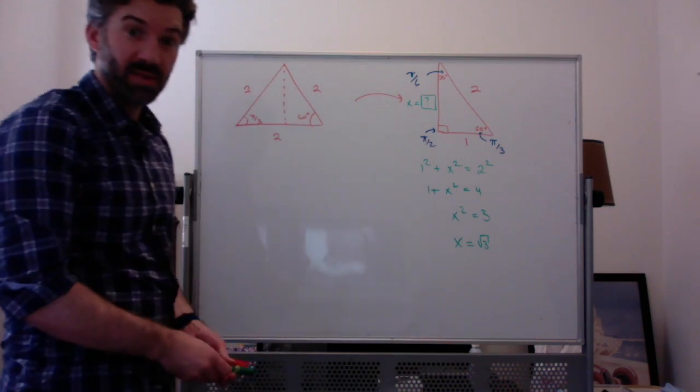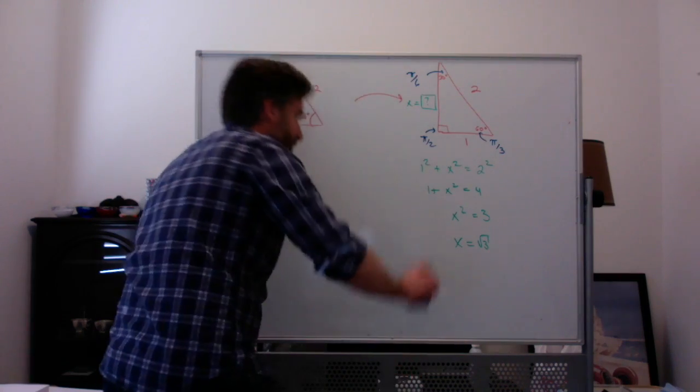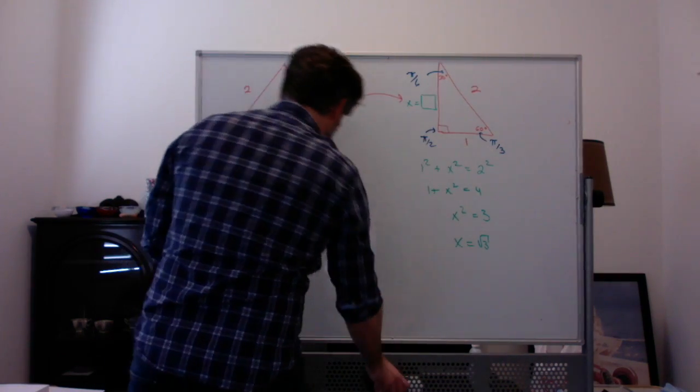I think a door just slammed because we got some windows open. So x is the square root of 3. I'm going to erase all that work just to give myself a little bit of room.